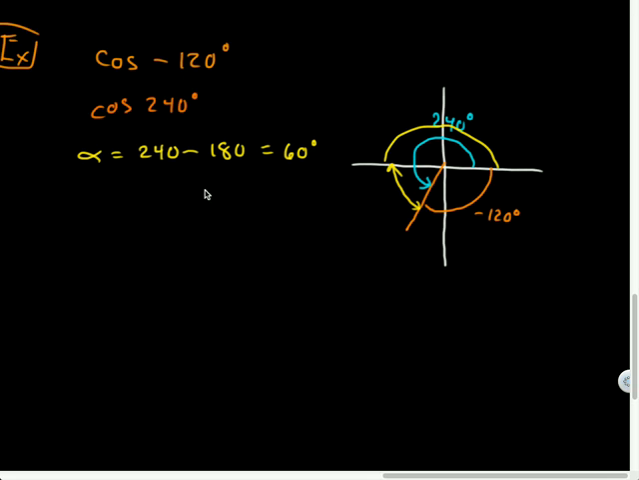And now question, is cosine positive or negative in this quadrant? It is negative, yes. Because cosine is the x-coordinate of my point, and this point would have been going to the left, so x would have been negative. What's x and what's y? Cosine is x, sine is y.